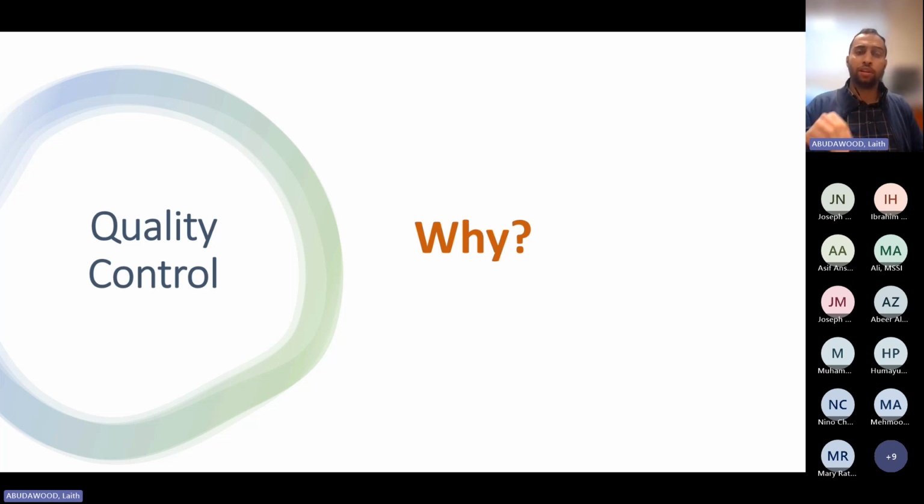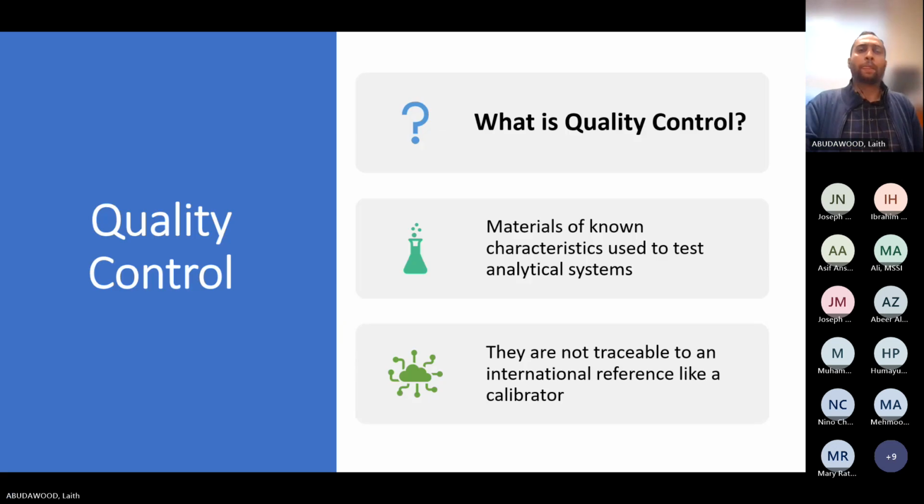So QC tells me that everything that has to do with processing the sample on the analyzer is working properly. Now, of course, as you are aware, there are many technicalities related to QC, but this is, of course, its core function, and I'm sure you're all aware of it.